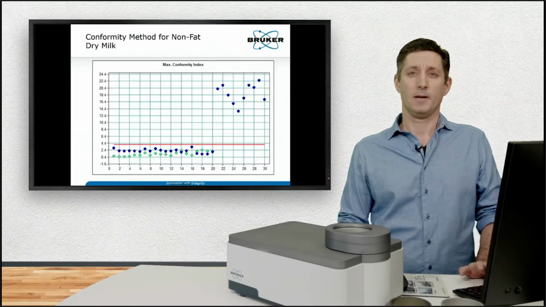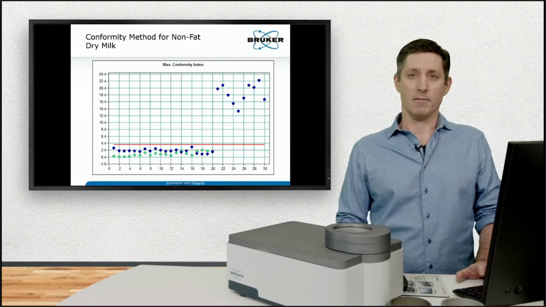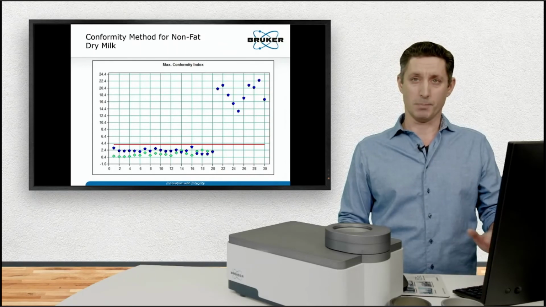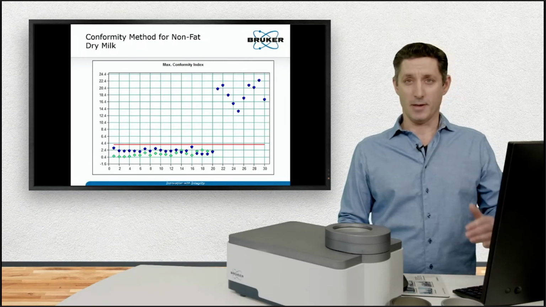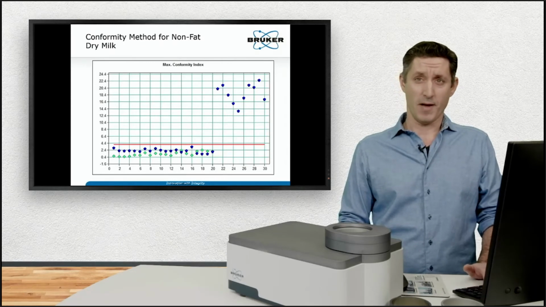So here's just a real quick visual of what a conformity method looks like. That red line is the conformity index. So samples below that would be passing samples, again, based on the criteria of the reference spectra. And the samples above that, the blue dots above that, would be samples that failed, so potentially adulterated samples.